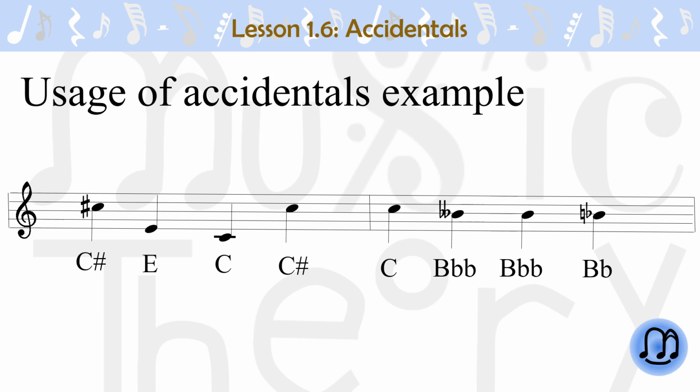In the second measure, the first note is a C natural because everything resets when you go into the next measure. The next note is a B double flat. The third note is also a B double flat because of the previous B double flat. The last note is a B flat because of the natural flat used.